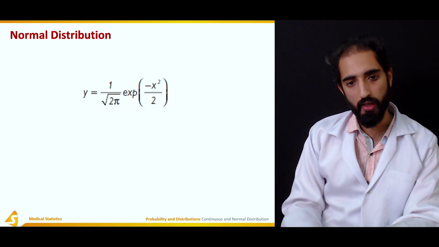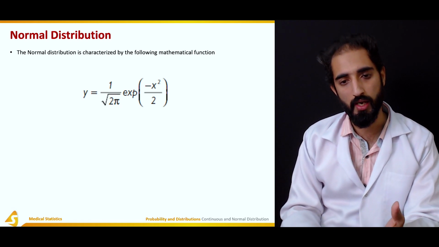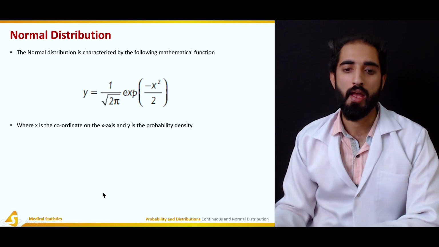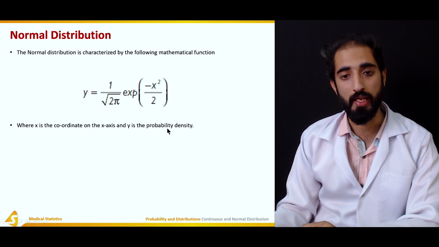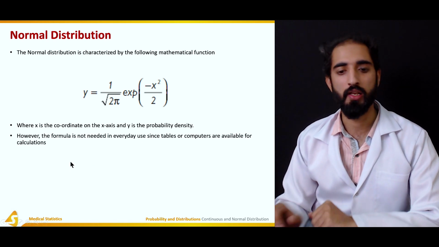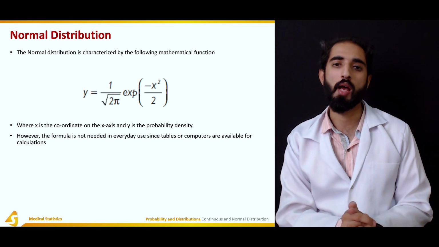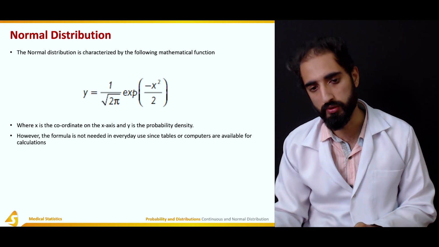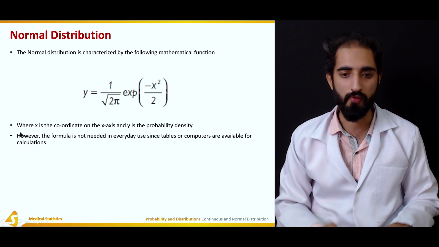So here's the formula which we can use to calculate the normal distribution. It is characterized by this specific mathematical function, and here x is the coordinate on the x-axis and y is the probability density. However, the formula is not needed in everyday life because we have tables and we have computers and programs such as SPSS available to us for these calculations. So we do not usually manually use this formula to calculate, but we are just sharing it here for your own information and convenience.